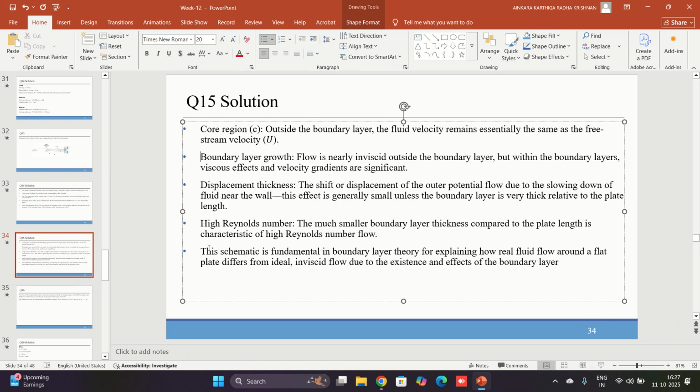This schematic is fundamental in boundary layer theory for explaining how real fluid flow around a flat plate differs from the ideal inviscid flow, due to the existence and effect of the boundary layer, which we feel in real conditions. And that's it for question 15. Now we'll go to question 16.